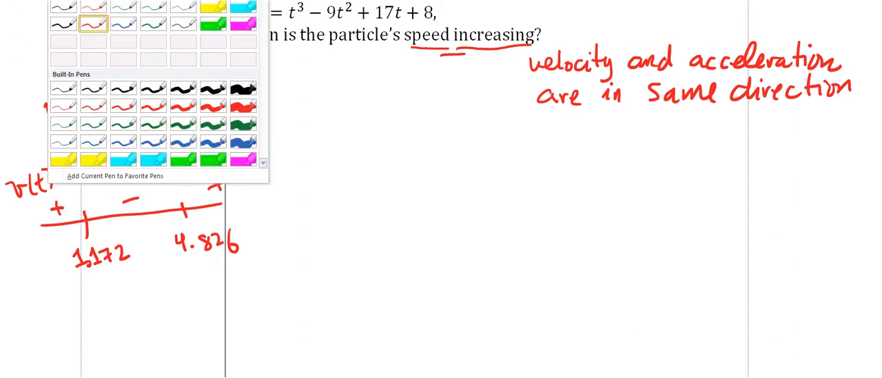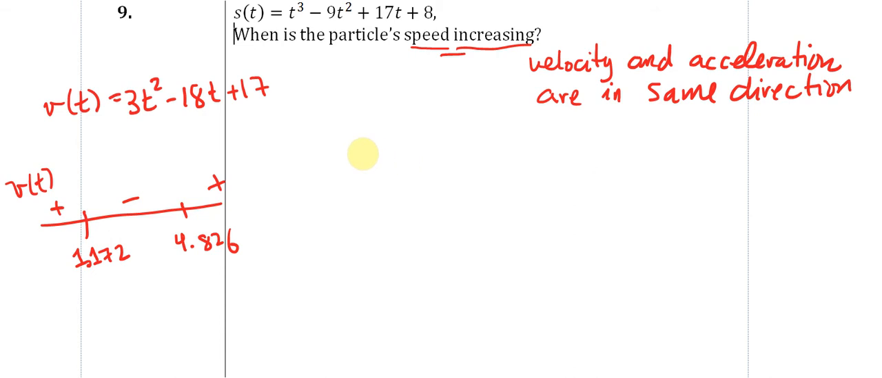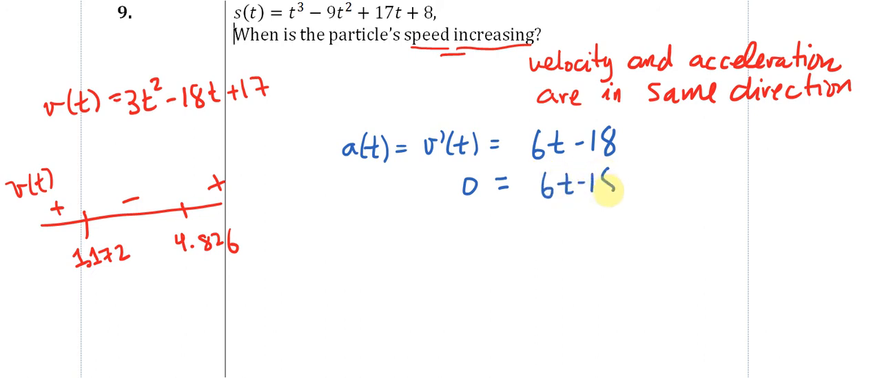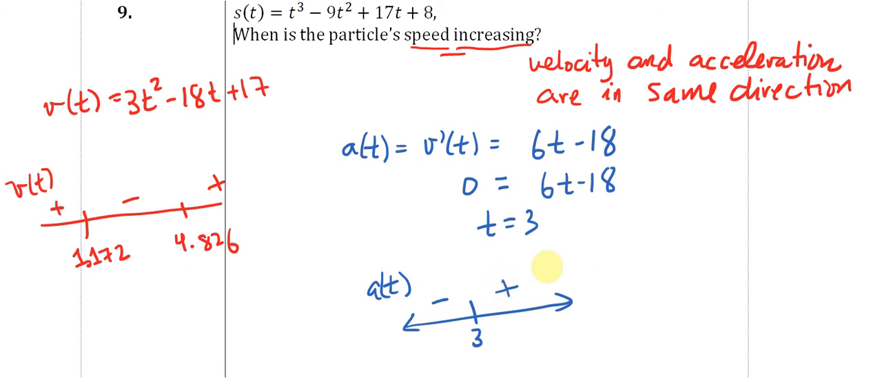Look at the other videos if you need to. Now we need to find the acceleration. The acceleration is the derivative of the velocity, which is 6t minus 18. That's a lot easier to solve. Set the acceleration equal to 0, and we get that t is equal to 3. Looking at the sign chart for the acceleration function, whenever t is less than 3, this is negative, and whenever t is bigger than 3, this is positive.